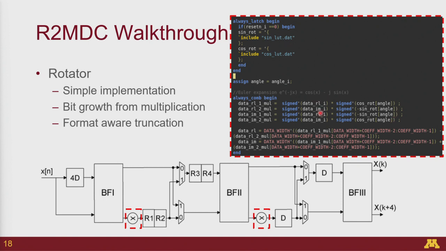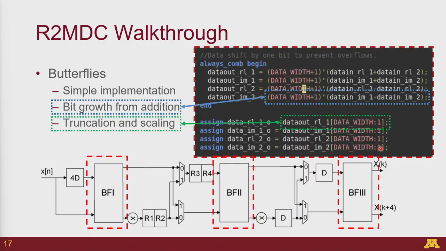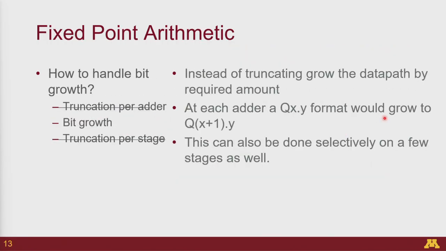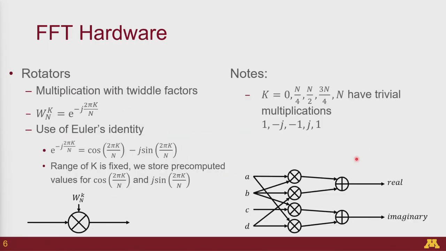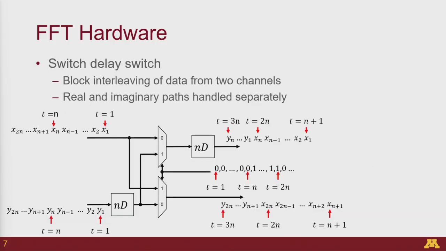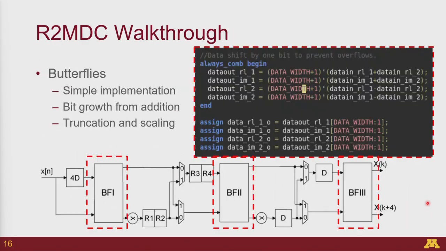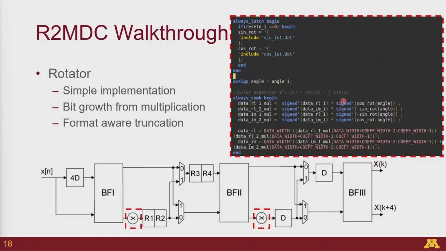For the multiplier, I've just shown the first case, where we have 4 multiplies and 2 adds. If you remember the figure we had here, we have these 4 multipliers and these 2 adders to create the real and imaginary components. This code is a direct implementation of that. You can see the 4 multipliers here, and you can see the 2 adders here. This is the first adder, and the second line is the second adder.